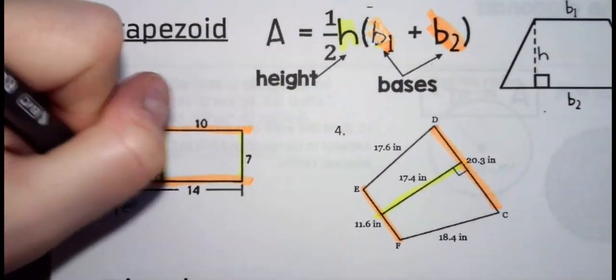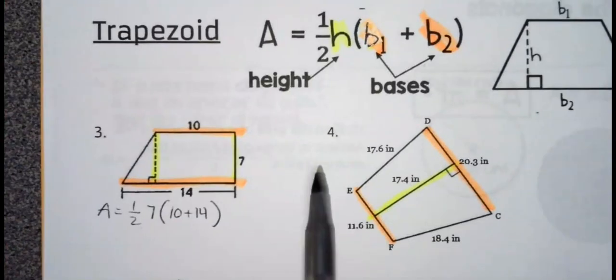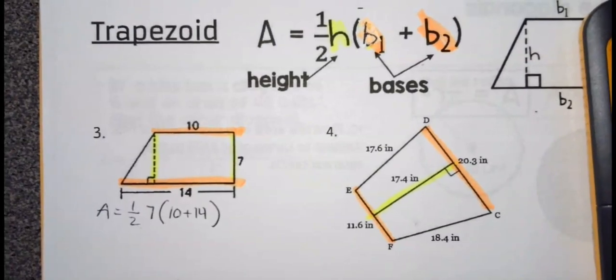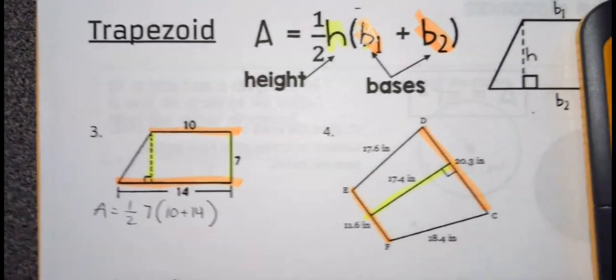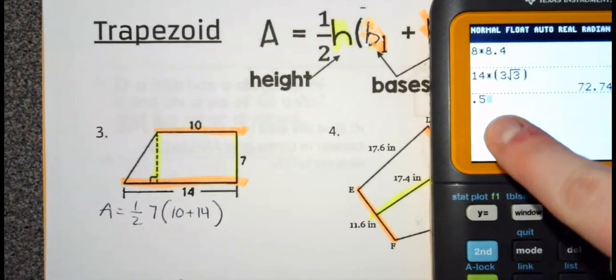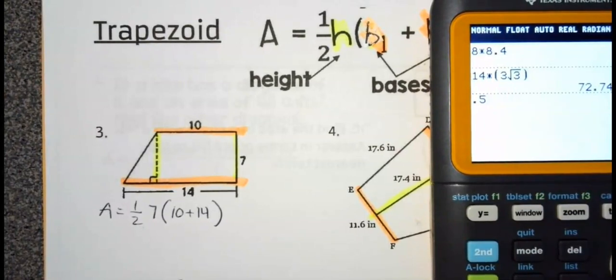So area equals... All right, so the height is going to be 7, and then you add 10 and 14. As long as you can tell what the bases are, parallel, the height's perpendicular to it, and as long as you plug it into the calculator correctly, then it's fine. I think the easiest way to plug it in the calculator is instead of writing 1/2, write 0.5. But you can do whatever you want.